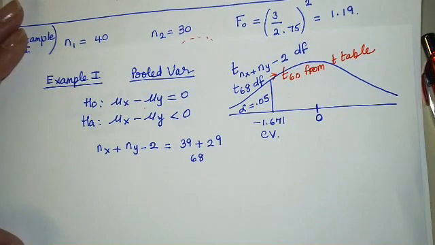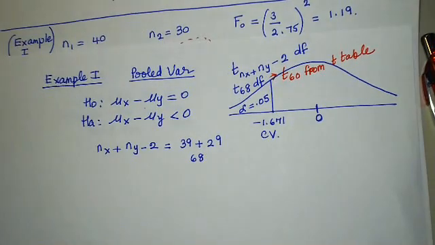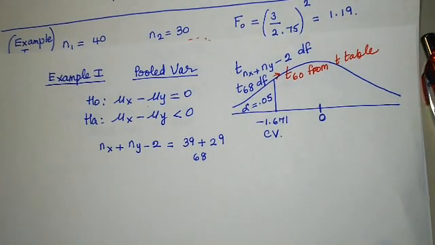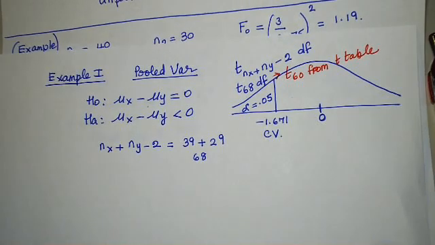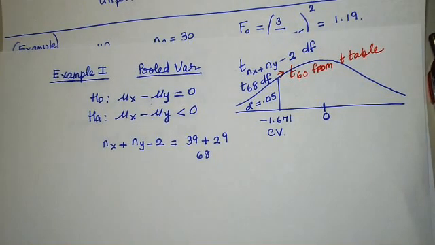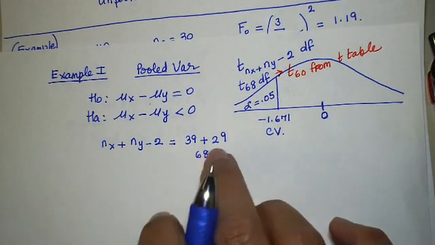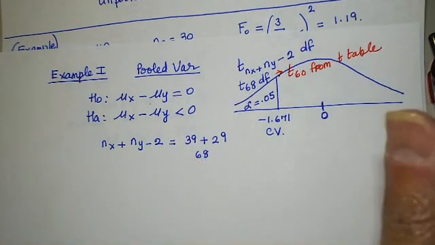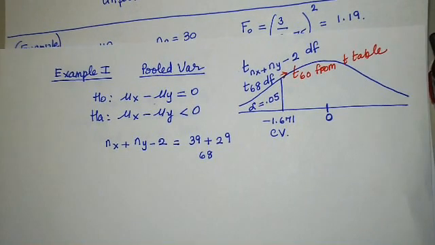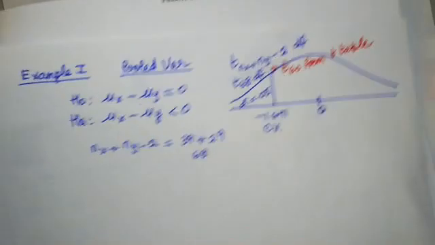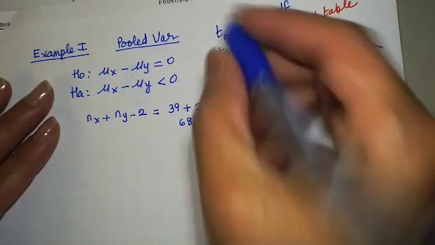Cancel this and say T60 from the T-table, because 68 wasn't there. So minus 1.671 is the critical value. And now I'm going to go find my SP, and then I'm going to go find my t-test statistic. And I should be done in a minute.